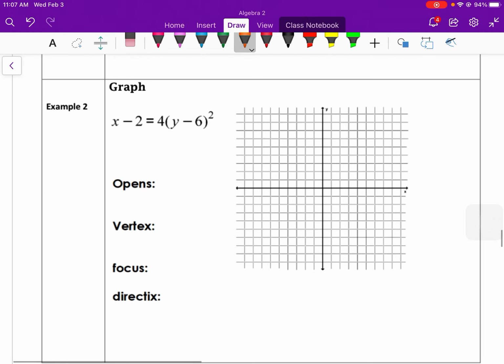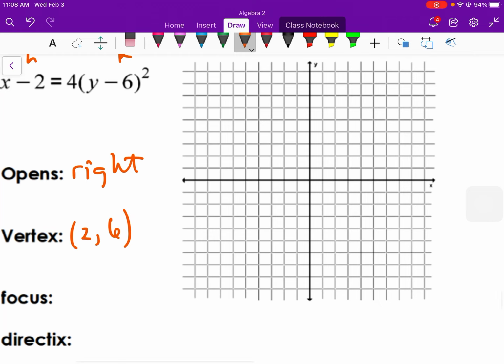Now moving on to the second example, we have an x equals. So now we're seeing if this is positive or negative. So it's positive. So that means when it's x equals a positive, it opens to the right. h is with x and k is with y. So then our vertex is going to be (2, 6). So we can plot that on the graph. 1, 2, 1, 2, 3, 4, 5, 6. This is the vertex here.